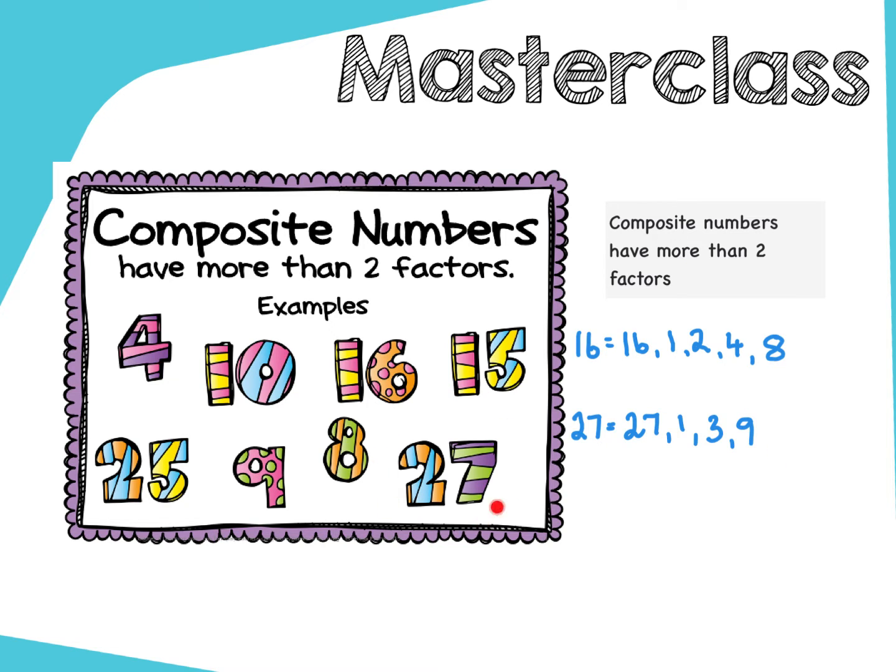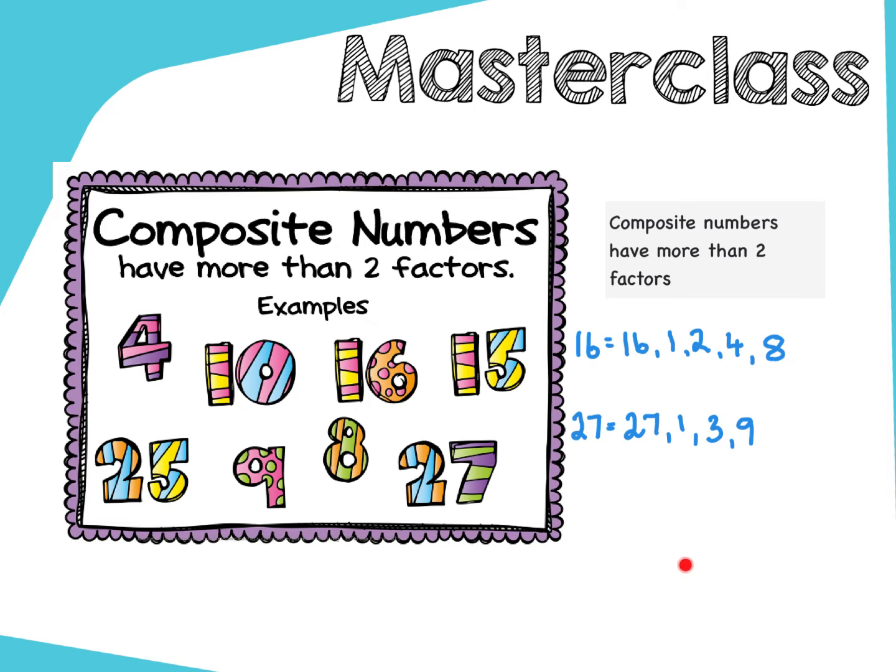The other hack is if you've got an odd number, it never will have a factor that is an even number, okay? So if you've got an odd number like 27, none of 27's factors are going to be even numbers, because an even number times even always equals even, okay? Odd times odd always equals odd.